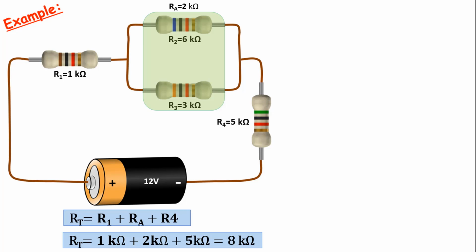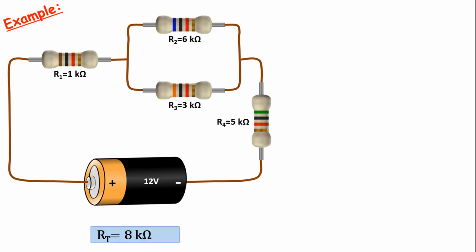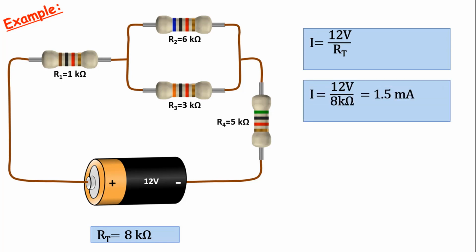Now we can find the mains current, that is, the total current. If we call the mains current I, it will be 1.5 milliamps from the 12 volts divided by 8 kiloohms operation. The mains current also flows through resistor R1. So, how do we find the currents through resistors R2 and R3?